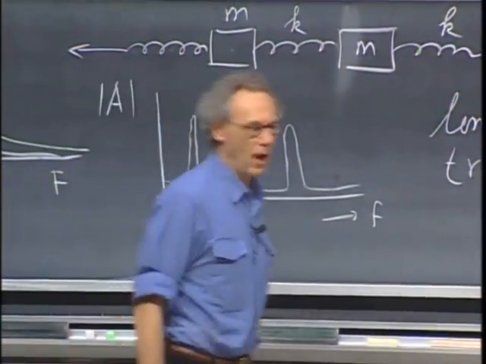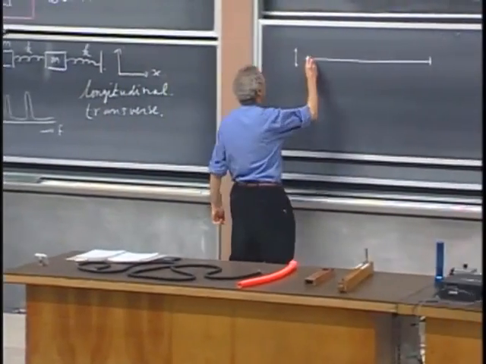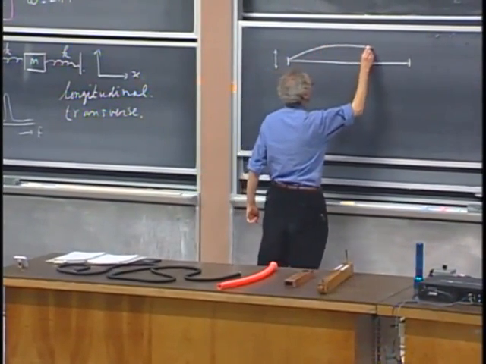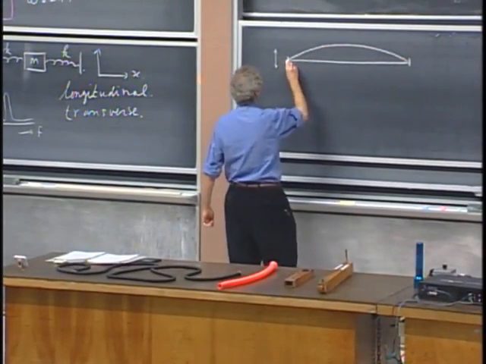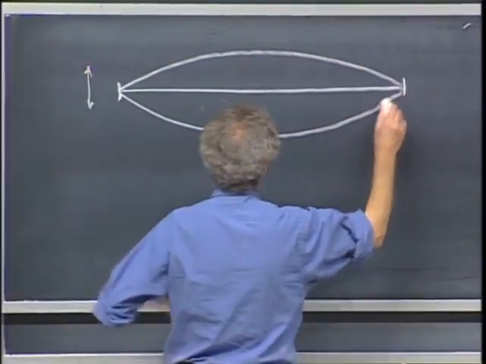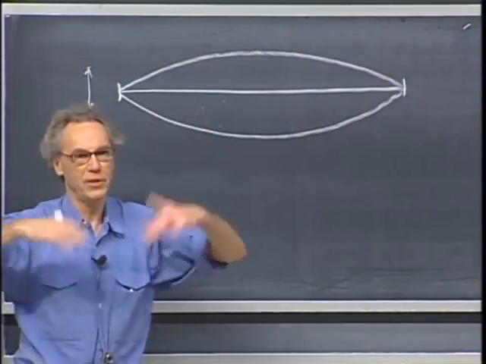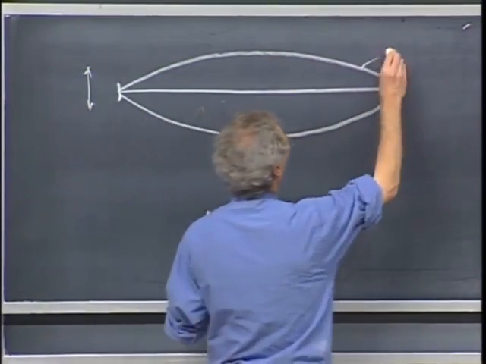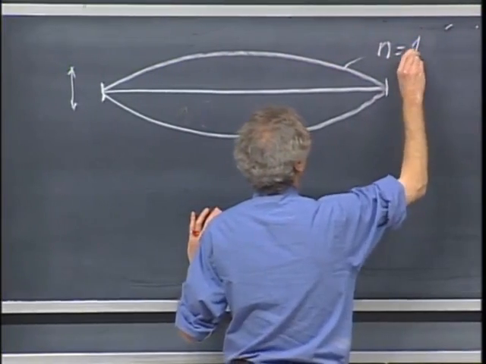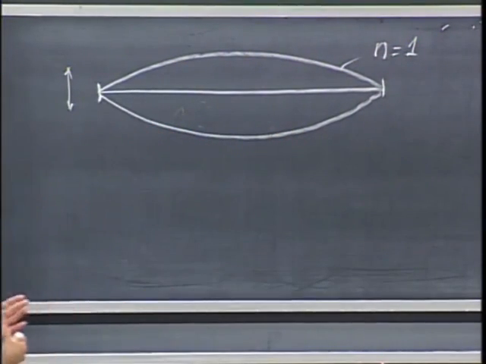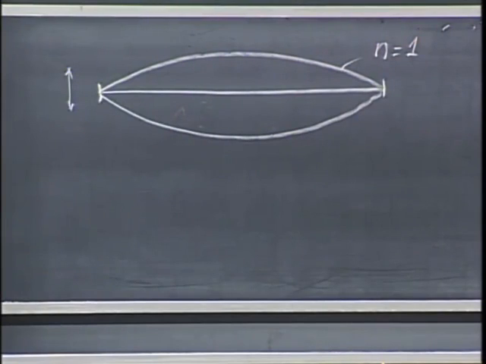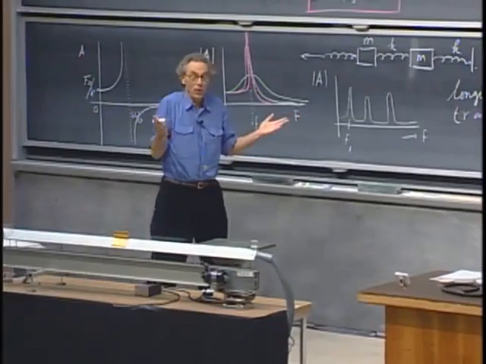I call that F1. And when I look at the string, and you will see that shortly, the string will oscillate like so. It will go up here, and it will go down here. And all it will do is this. That's its first resonance, and I call this n equals 1, often called the first harmonic. And then I go to higher frequencies, and it will not do very much.